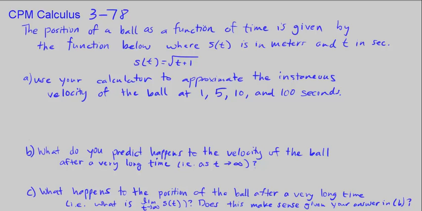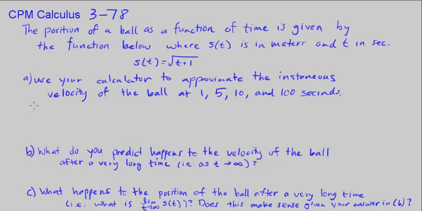So this is CPM Calculus Chapter 3, number 78. The position of a ball as a function of time is given by the function below, where S of t is in meters and t is in seconds. S of t is defined to be the square root of t plus 1. Use your calculator to approximate the instantaneous velocity of the ball at 1, 5, 10, and 100 seconds.